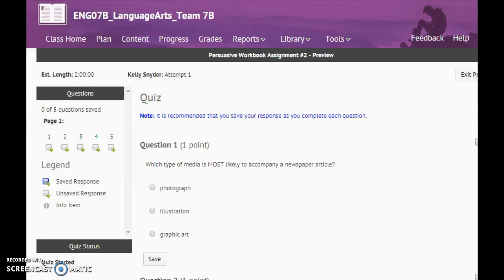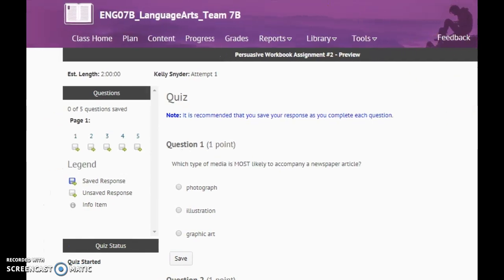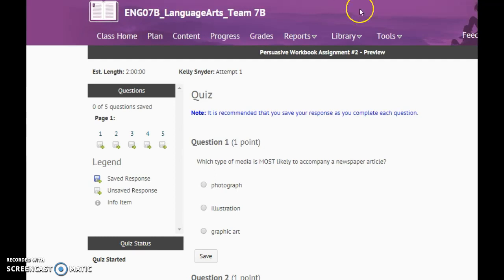All right, so question number 1 says, which type of media is most likely to accompany a newspaper article? So which type of media would you most likely see in a newspaper article? Would it be a photograph, an illustration, or a graphic art?